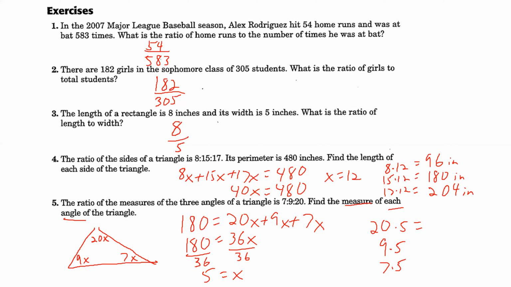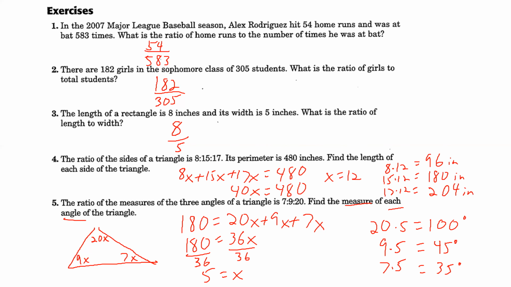So 20 times 5 is 100. 9 times 5, that's going to give us 45. 7 times 5, that's 35. If you wanted to double check those answers, those added together is 180. If we really want to be specific, these measures are in degrees. So we can say 100 degrees, 45 degrees, and 35 degrees. So that was the first half of the homework from Friday.